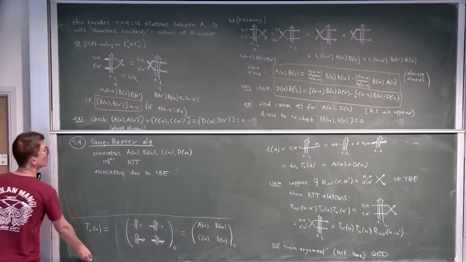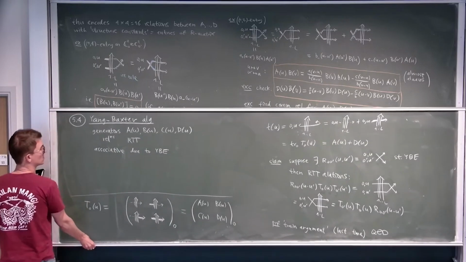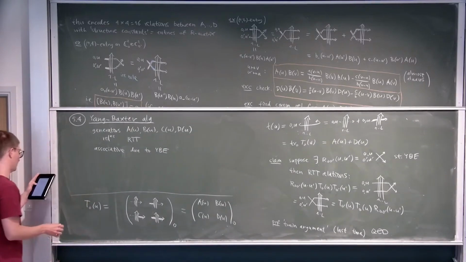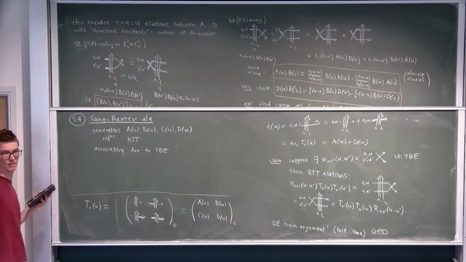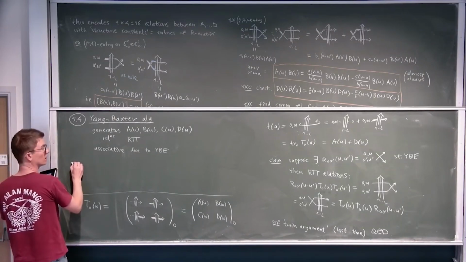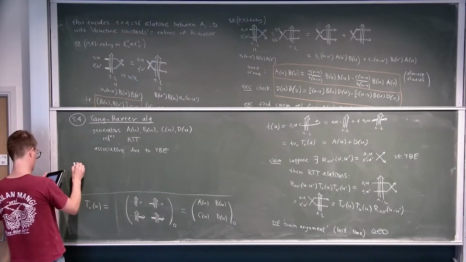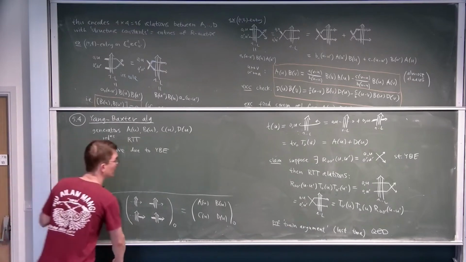And let me give some examples. So this is really where all the stuff with quantum groups is kind of hiding. So for example, let me do it here.